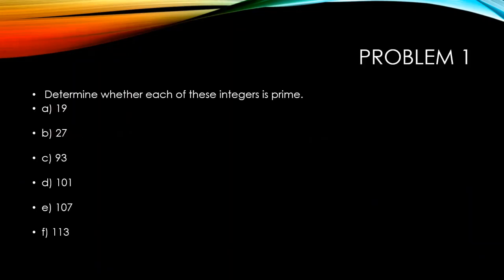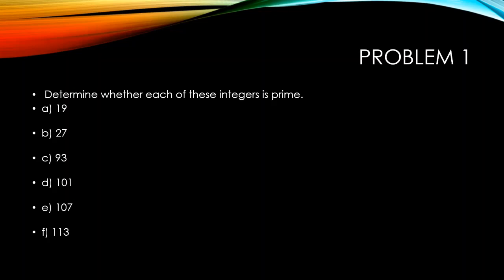In this session, we're going to answer some problems about integers. Let's start with problem number 1. We're going to determine whether each of these integers is a prime. Don't forget, a prime number means the factors are 1 and itself. So we need to have two distinct numbers, 1 and itself.